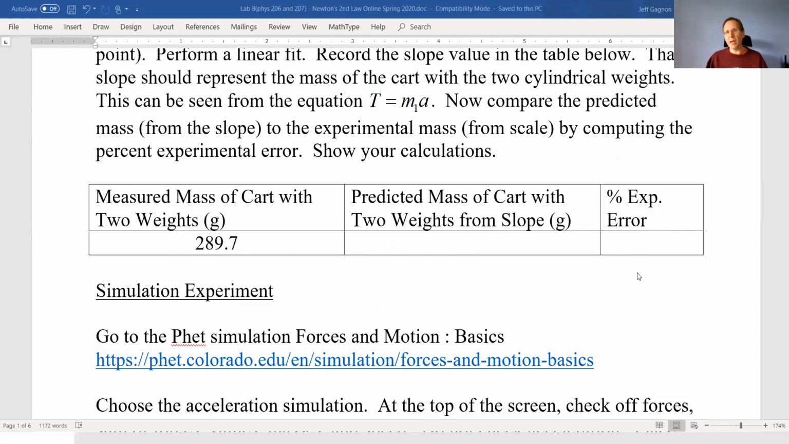Okay, so compare them by computing the percent experimental error. Which one should you divide by? Divide by this one, by the predicted one.